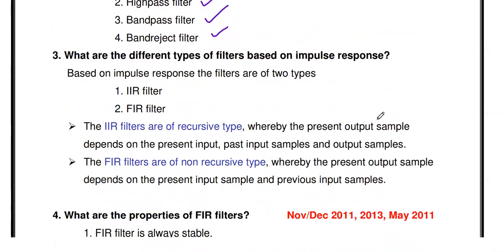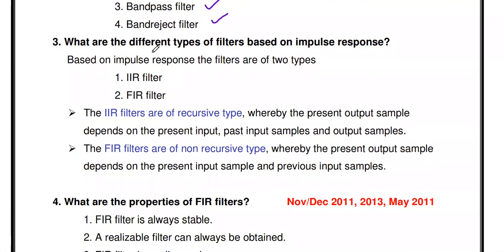Then the next question: what are the different types of filters based on impulse response h of n? Based on the impulse response, the filters are classified into 2 types. One is IIR and another one is FIR. IIR means infinite impulse response filter.